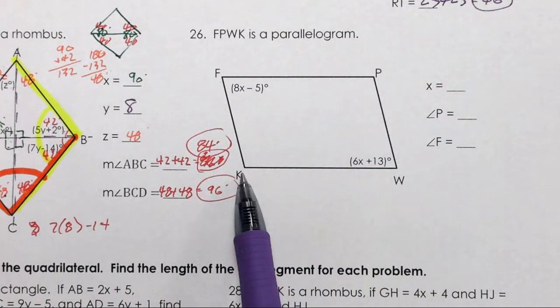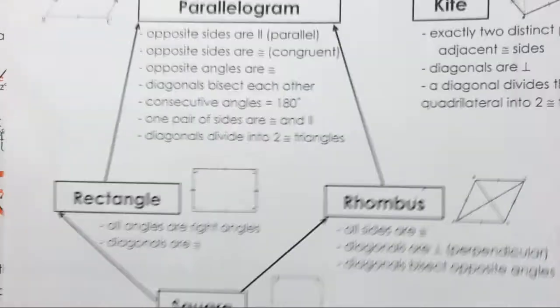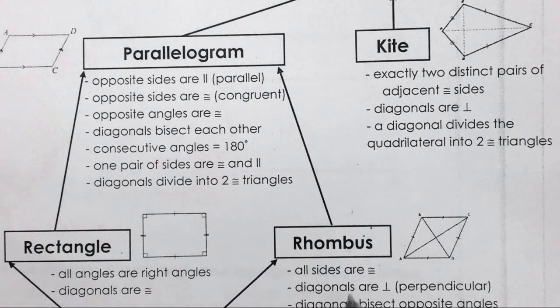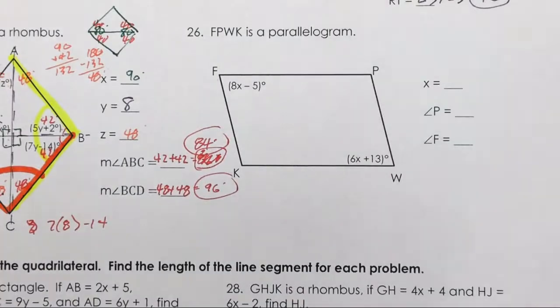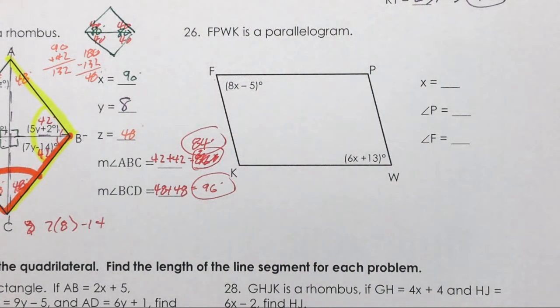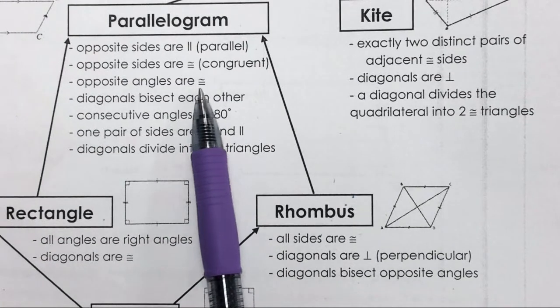FPWK is a parallelogram. So on this particular problem, there are only 7 properties we're going to focus on, right? All 7 under parallelogram. So this is not a rectangle, not a rhombus, not a square. So we can ignore all these properties down there. So this is focusing specifically on angles that are opposite of each other. And what do we know about opposite angles on a parallelogram? We know that they are congruent.